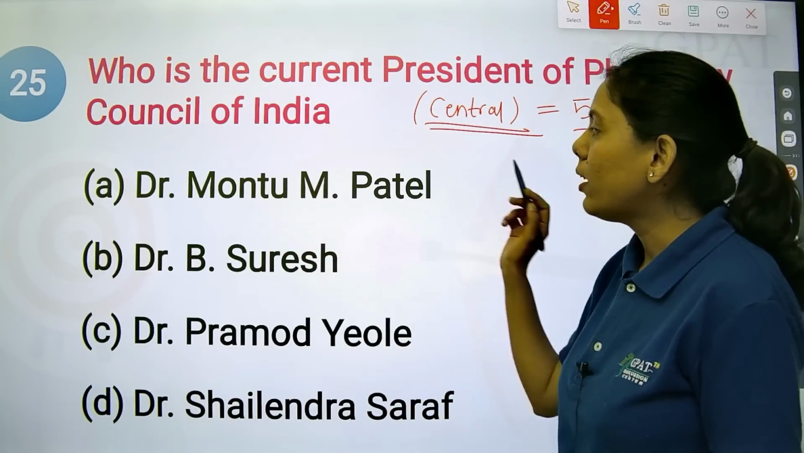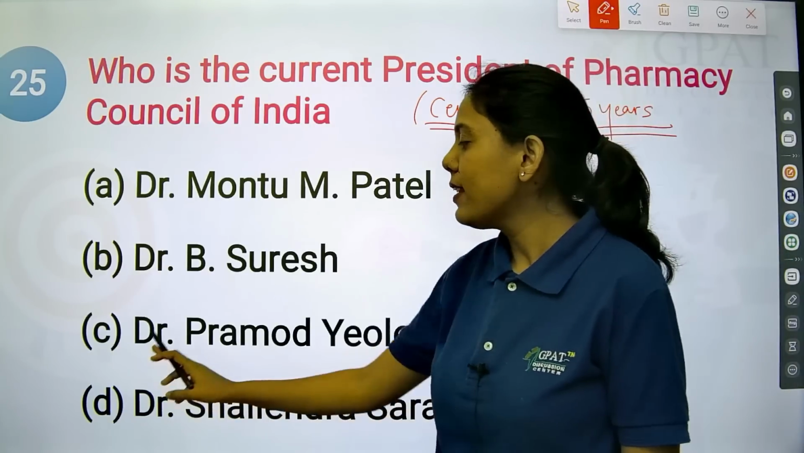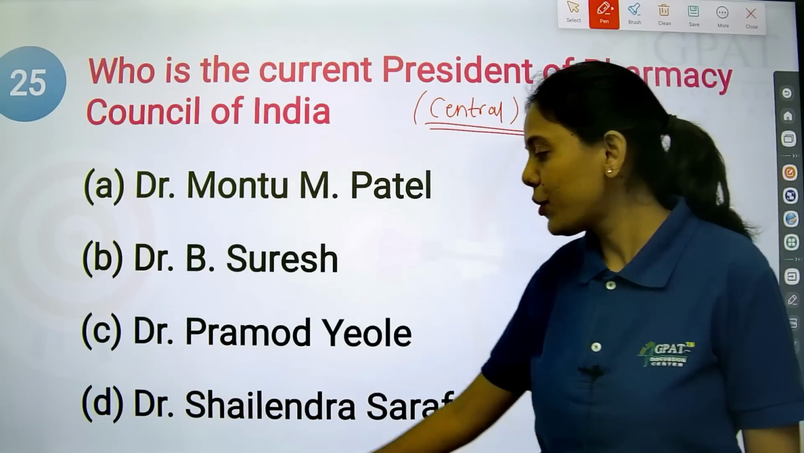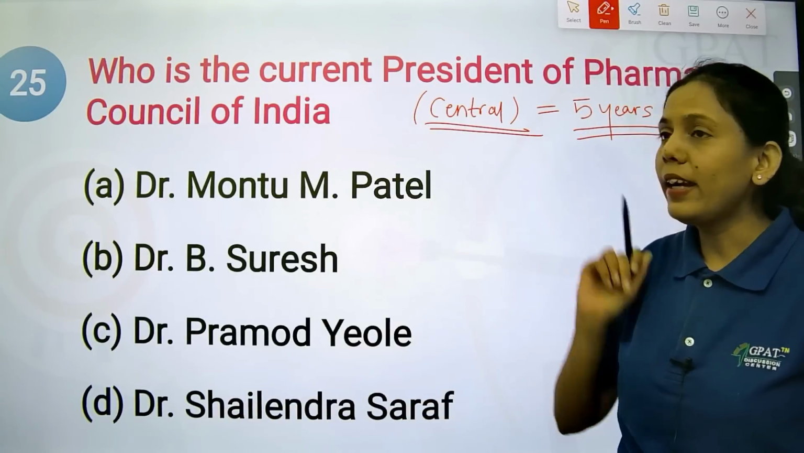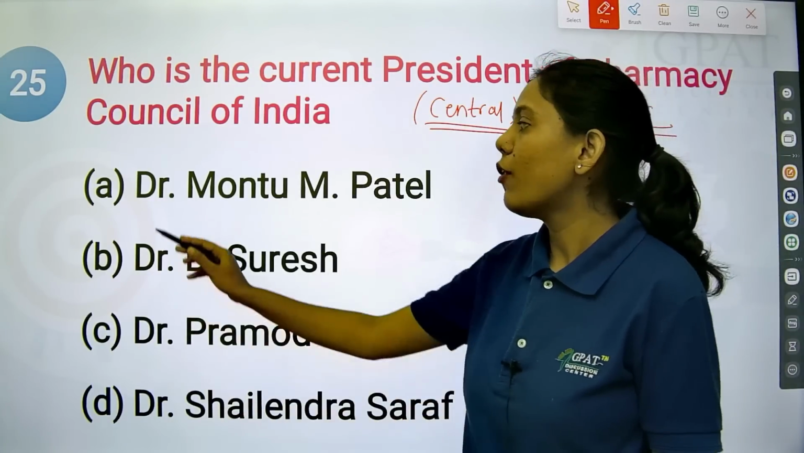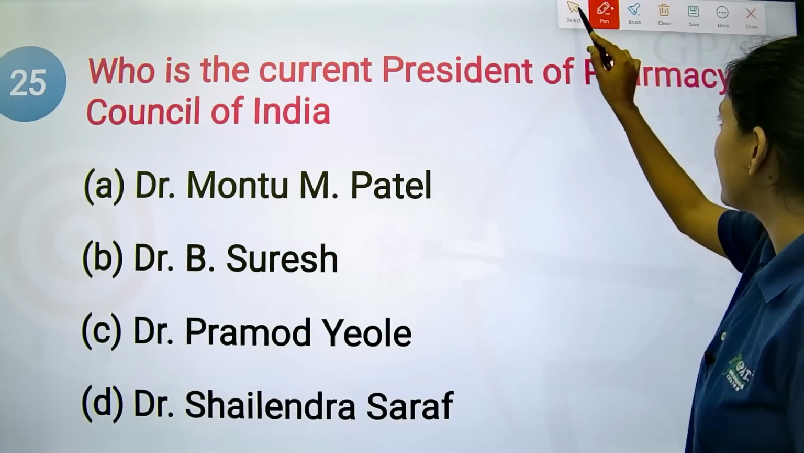Option A is Dr. Montu M. Patel. Option B is Dr. B. Suresh. Option C is Dr. Pramod Yevle. Option D is Dr. Shailendra Saraf. Okay, so these are the options. The current president of Pharmacy Council of India is Dr. Montu M. Patel. So option A is the right answer.